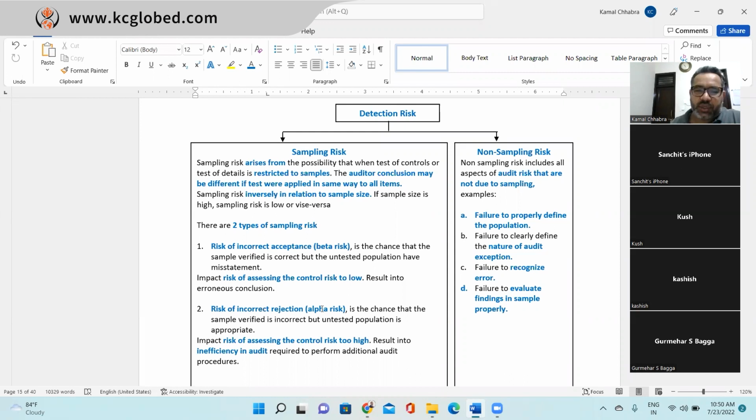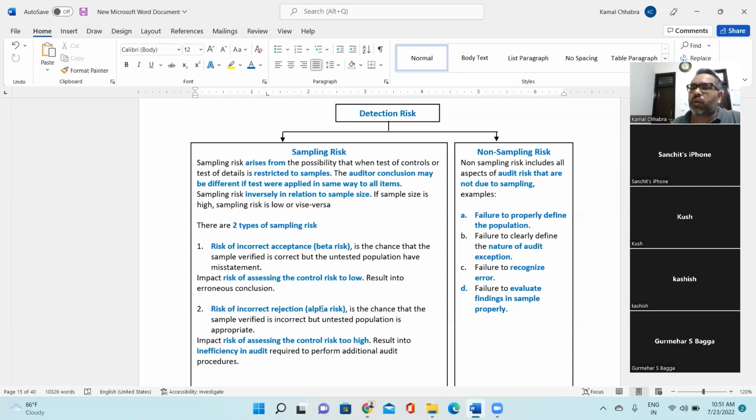There might be a possibility that the sample you have selected is absolutely right, whereas in the population there is some misstatement. Or vice versa, the sample you have selected may have misstatement, whereas the balance population does not have misstatement, right? That could also be possible. So sampling risk is inversely related to the sample size. If sample size is high, sampling risk is low, or vice versa.